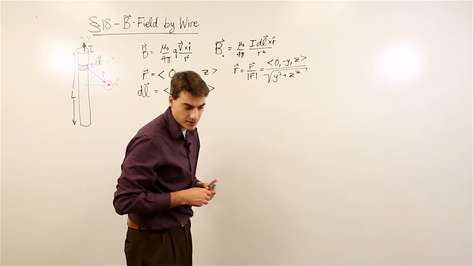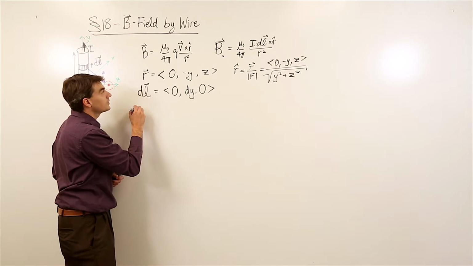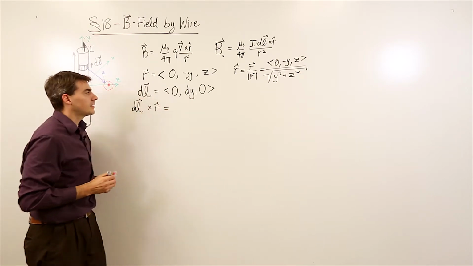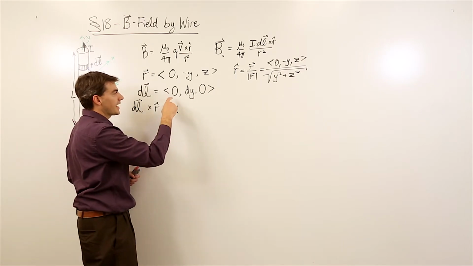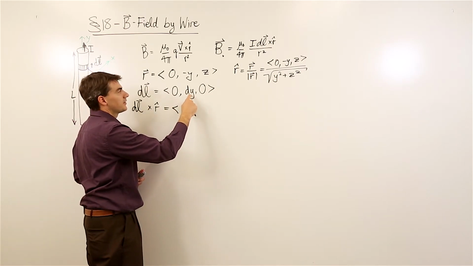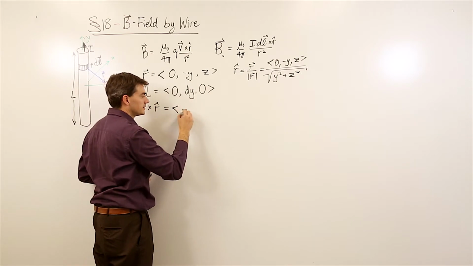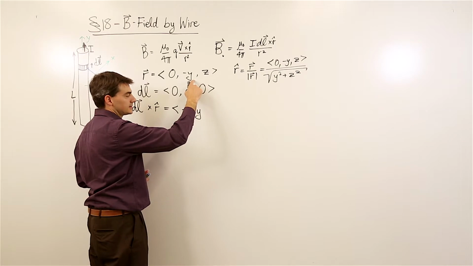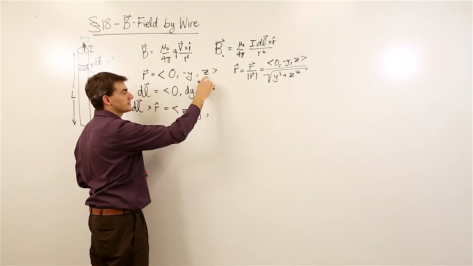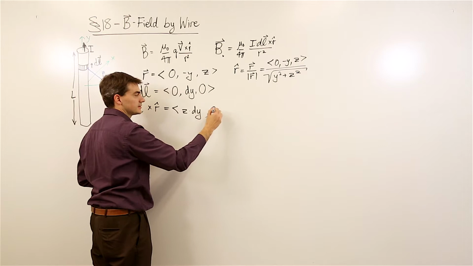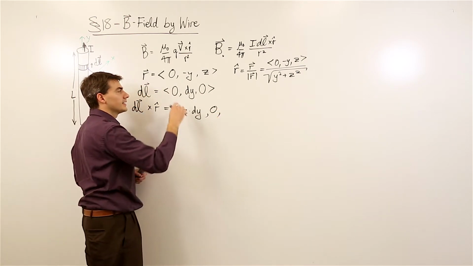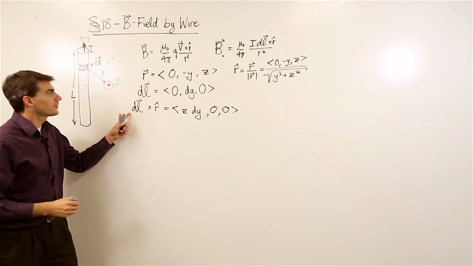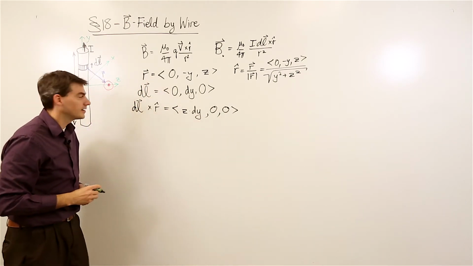So now we can take the cross product. And so we do dl cross r hat. And that would be equal to, so the x component would be equal to this times this. So it would be z times dy minus this times this. That's 0. The y component is this times this minus this times this. That's 0. And the z component is this times this minus this times this. So that's also 0. OK, so now we have that component, and we can now write the integral.